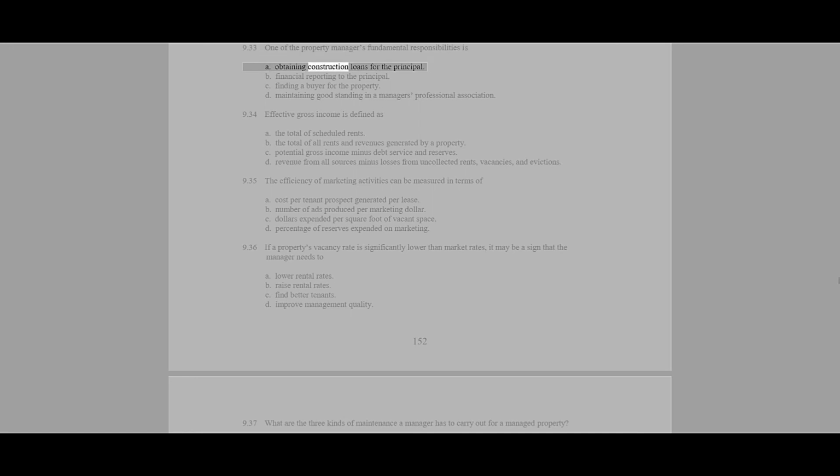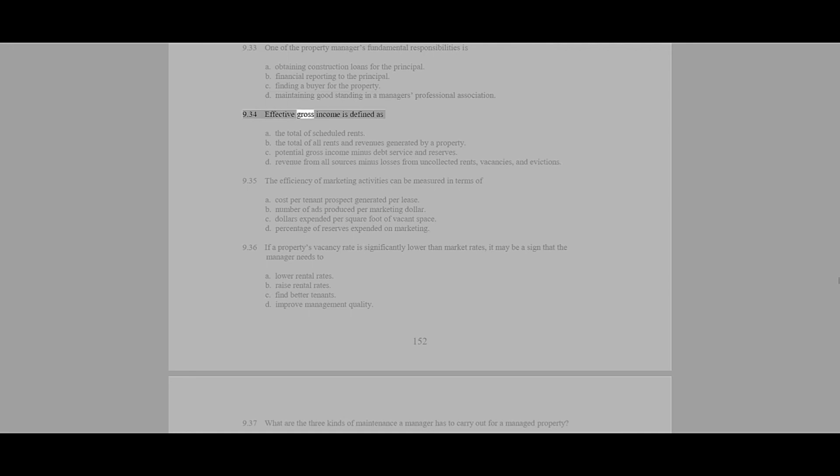9.33 One of the property manager's fundamental responsibilities is A. Obtaining construction loans for the principal. B. Financial reporting to the principal. C. Finding a buyer for the property. D. Maintaining good standing in a manager's professional association.